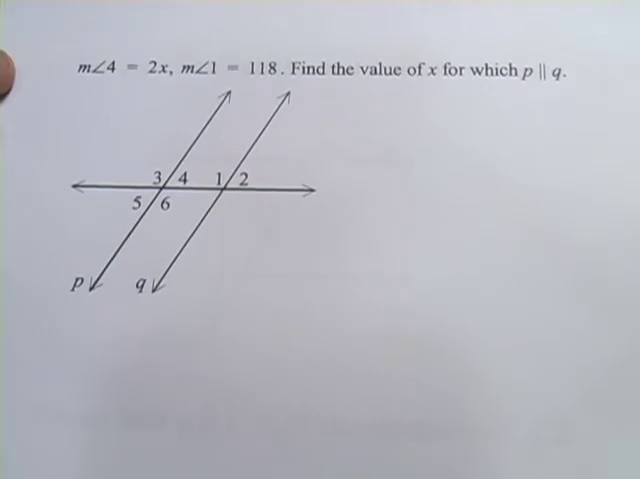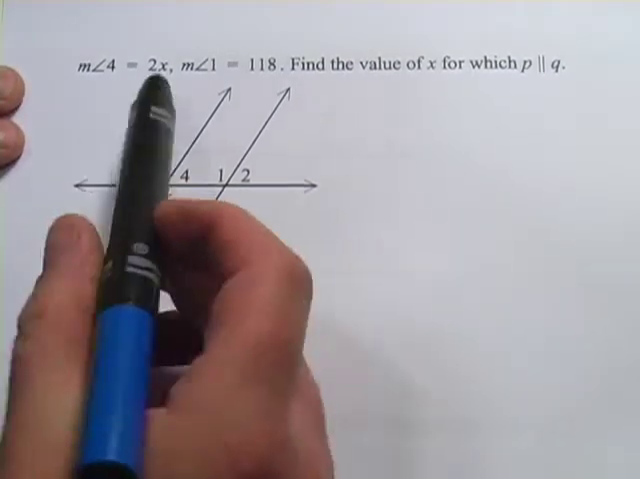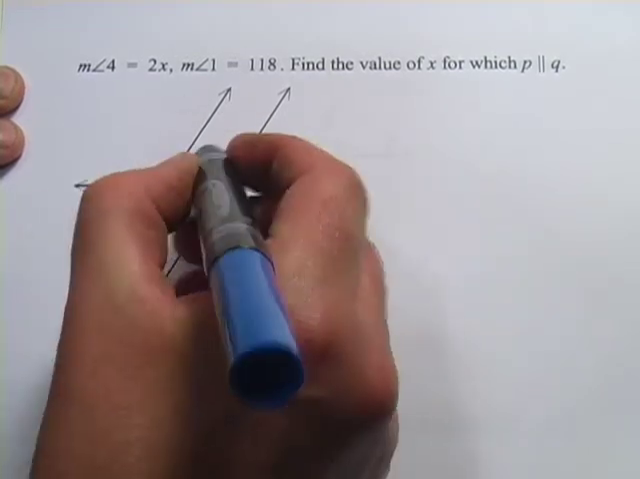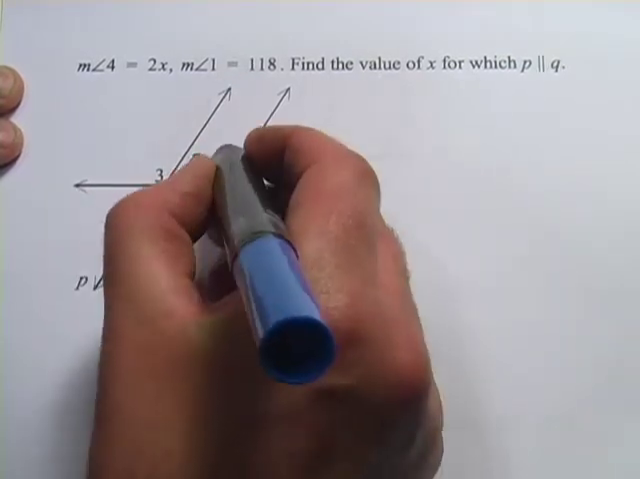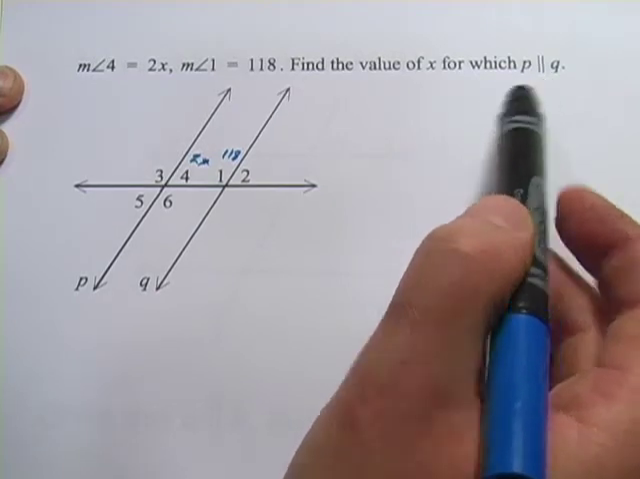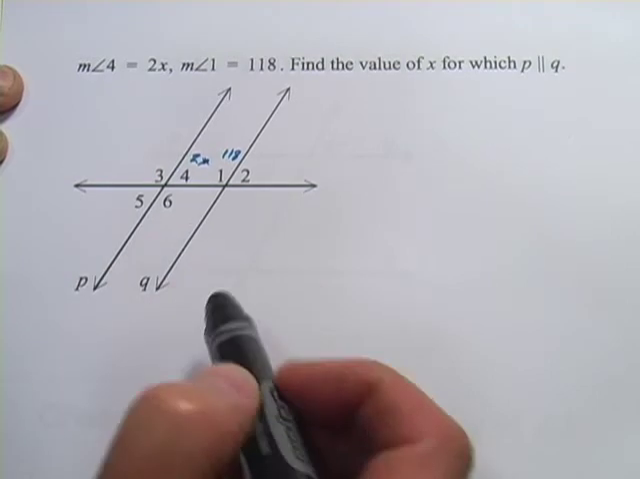This one just throws in a little bit of algebra to keep us up to snuff on that. It says the measure of angle 4 equals 2x, so that's this one right here. I'm going to just write that in. And the measure of angle 1 equals 118. And it says find the value of x for which P is parallel to Q. So we're just going to assume P and Q are parallel and somehow try to solve for that x.